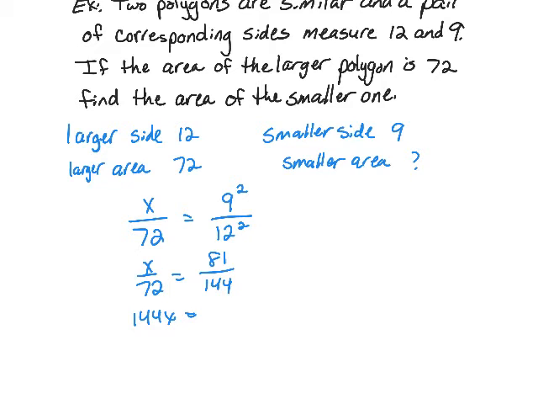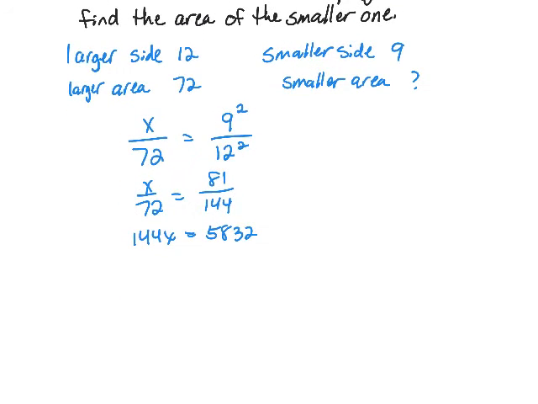144x is equal to 5832. And, well, let me move it up. There it goes. X is equal to 40.5. Okay? So that makes use of the first way of saying this statement. The ratio of the areas is equal to squaring the sides and taking their ratio.